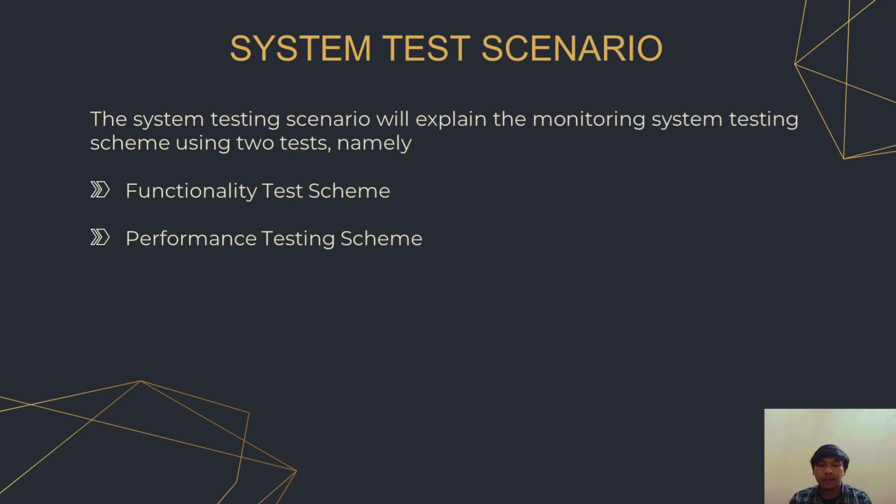System test scenario. The system testing scenario will explain the monitoring system testing scheme using two tests, namely the functionality testing scheme. This test is carried out by testing each part of the tool based on the characteristics and function of each part of the device. Performance testing scheme. This test is conducted to determine the overall performance of the infusion condition monitoring system.